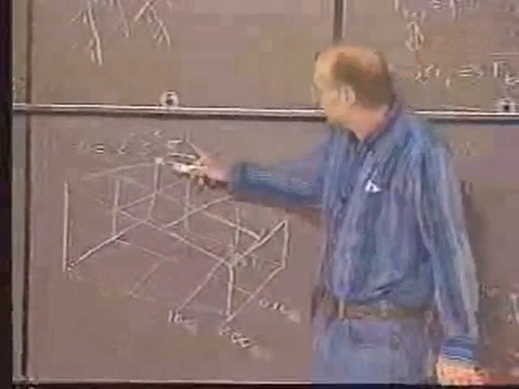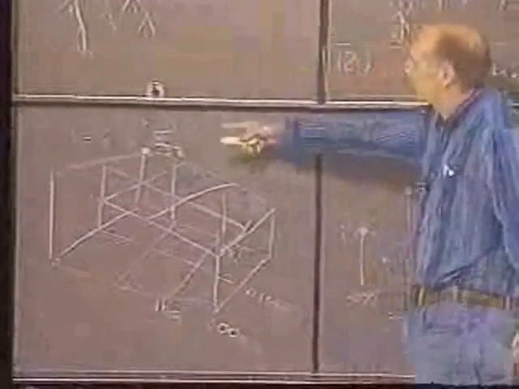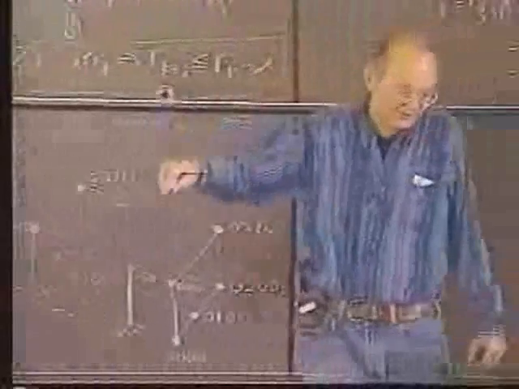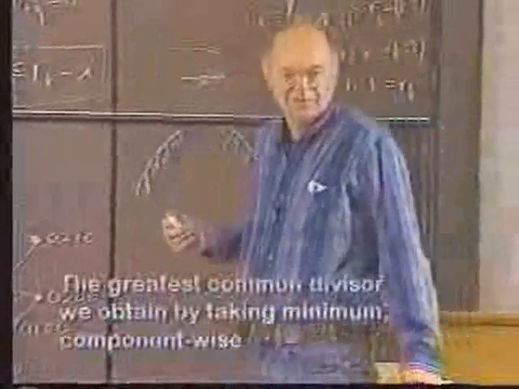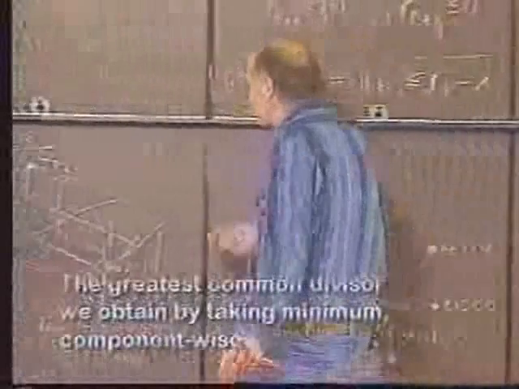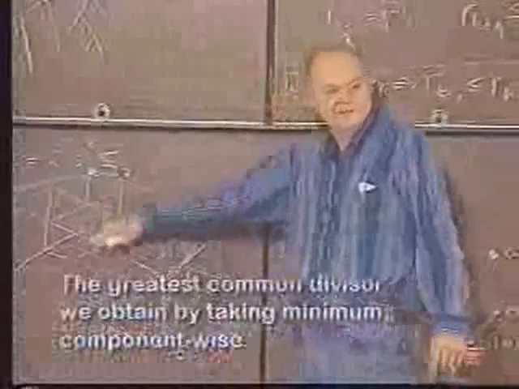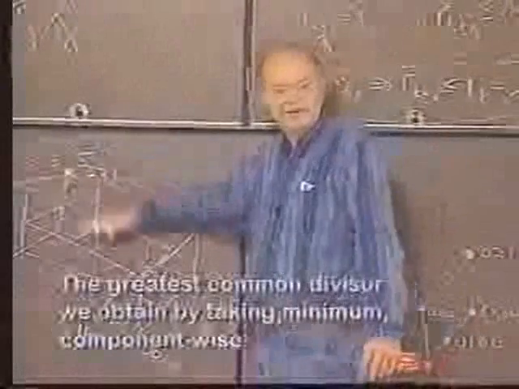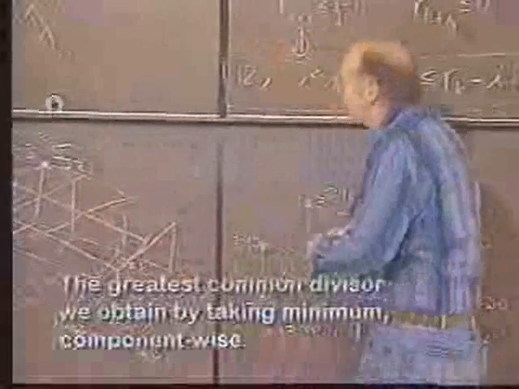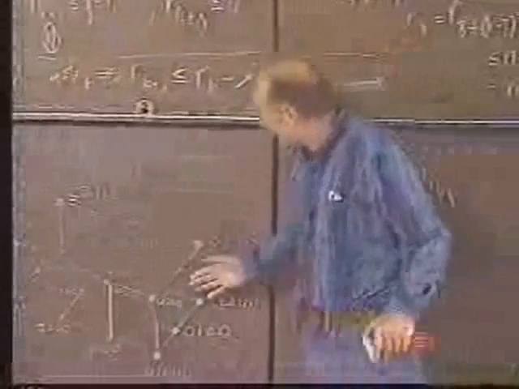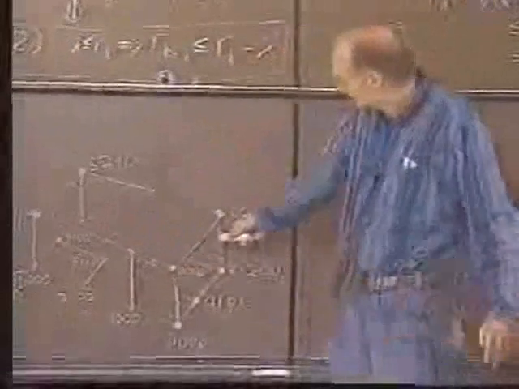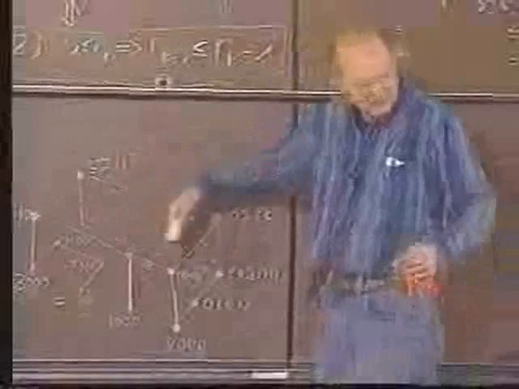When we talk about two numbers that are divisors of 360, we talk about their greatest common divisor and their least common multiple. The greatest common divisor we obtain by taking the minimum component-wise, how many powers of 2 divide the thing, how many powers of 3, and so on. The least common multiple we take max component-wise. Now, in this case, we got only a part of that brick.